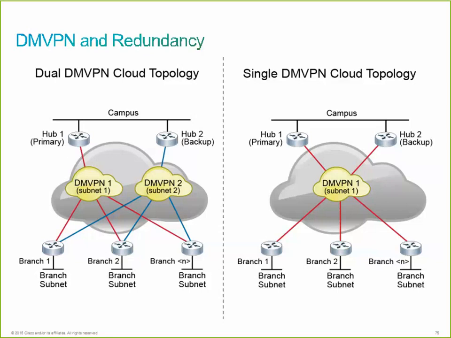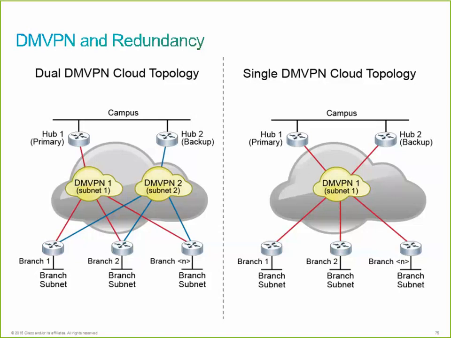In a dual hub single DMVPN and in a dual hub dual DMVPN, say that 3 times fast, we rely on our routing protocols inside the tunnels to determine what path we're going to use. So in both cases, we're still relying on our routing protocols to identify which primary path we're going to use. Obviously, the difference between the 2 topologies is more apparent on the branch router than it is on the hub routers.